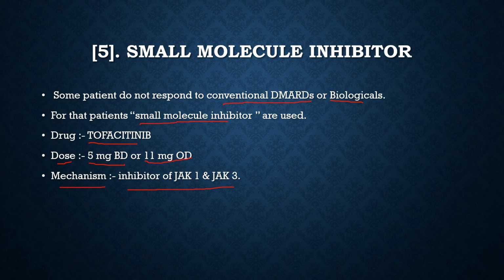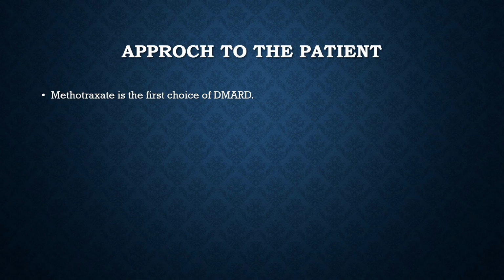These are all the five groups. The first one is the NSAIDs, the second one is the glucocorticosteroids, the third one is the conventional DMARDs, the fourth one is the biological DMARDs, and the fifth one is the small molecule inhibitor.